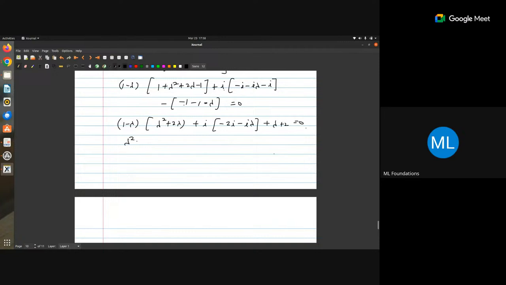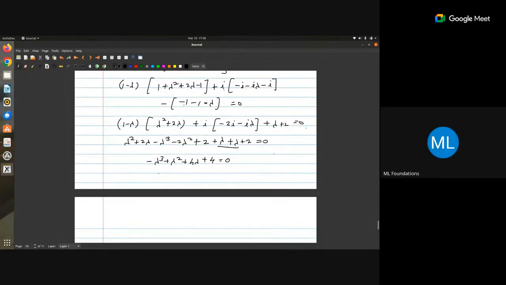So this will become lambda square plus 2 lambda minus lambda cube minus 2 lambda square minus 2 i square, right? So it will become plus 2. Plus lambda. This is already lambda plus 2 here, goes to 0. So this is minus lambda cube plus lambda square, this 2 lambda plus 4 lambda, and 2 plus 2 is 4. Now I think this is okay. This is the equation.